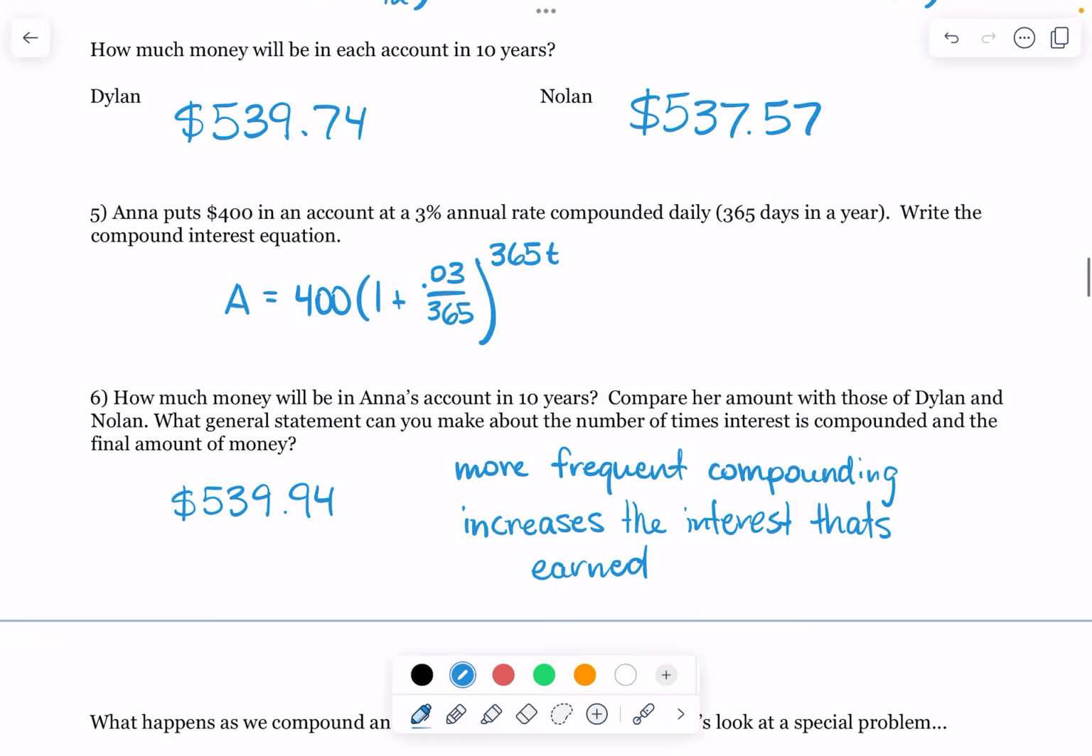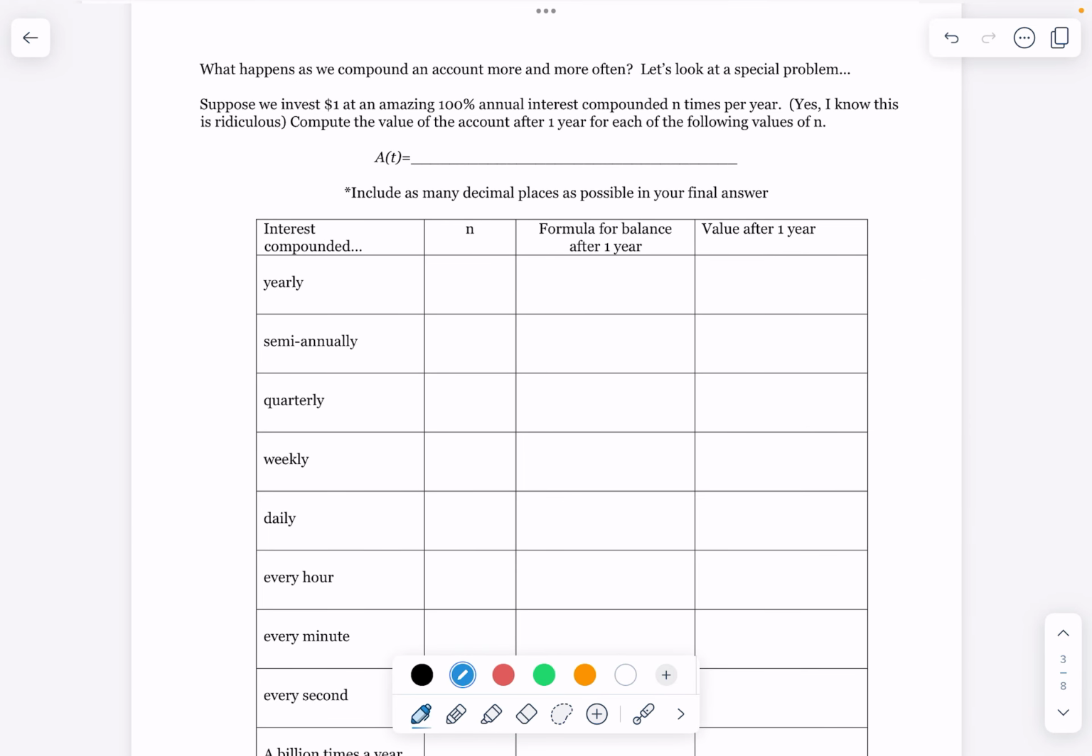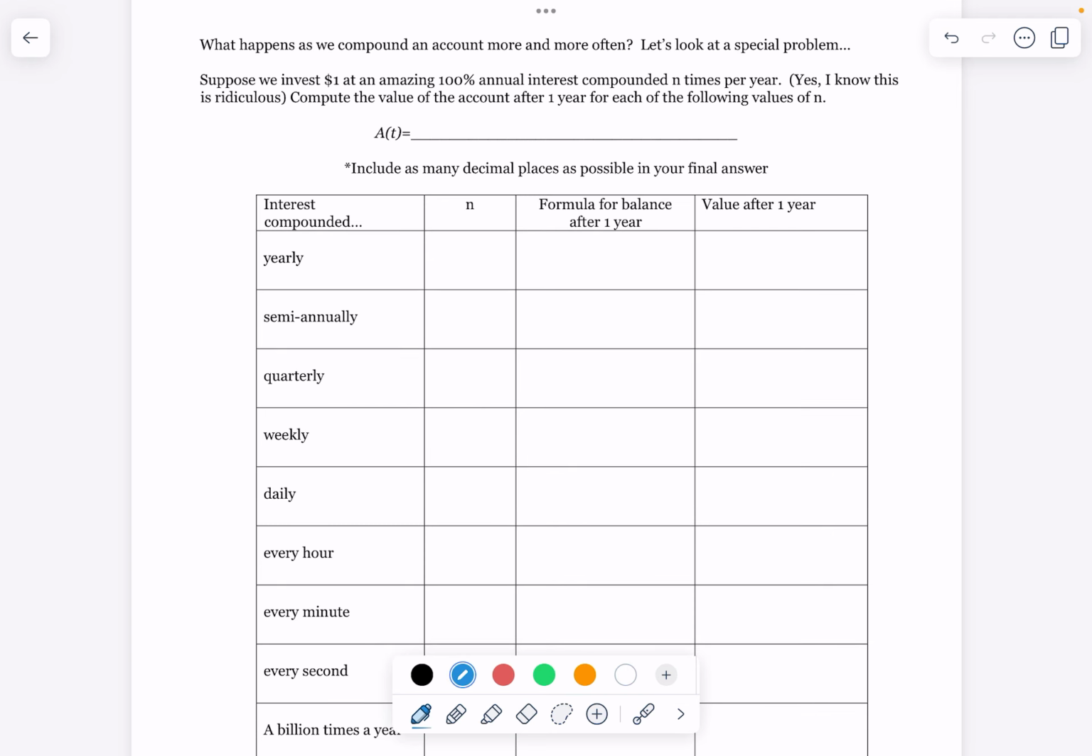Now, you may be thinking, can we just compound more and more frequently and therefore earn more and more money? Okay. And we're going to try this out and experiment with this on this next page. Okay. So going to the next page, we have a hypothetical scenario where we decide to invest $1 at the start of the year, and that we earn 100% interest on it in that year, which would be awesome if we could do that.